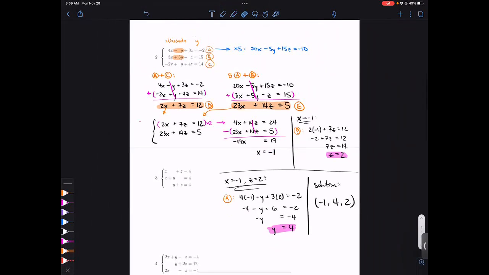Hard to read with the highlighting on there. There you go.